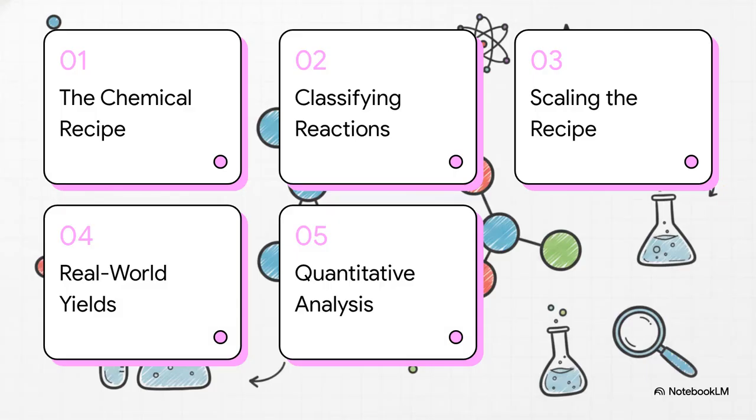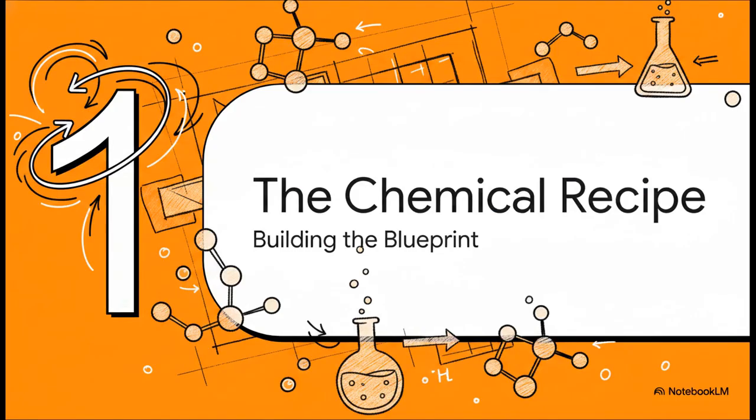To do this, here's our agenda for today. First, we'll look at the chemical recipe itself. Then, we'll classify our different reactions. After that, we'll learn how to scale our recipes up, figure out our real-world yields, and finally, dive into quantitative analysis. Let's get cooking! All right, Section 1, the chemical recipe, building the blueprint.